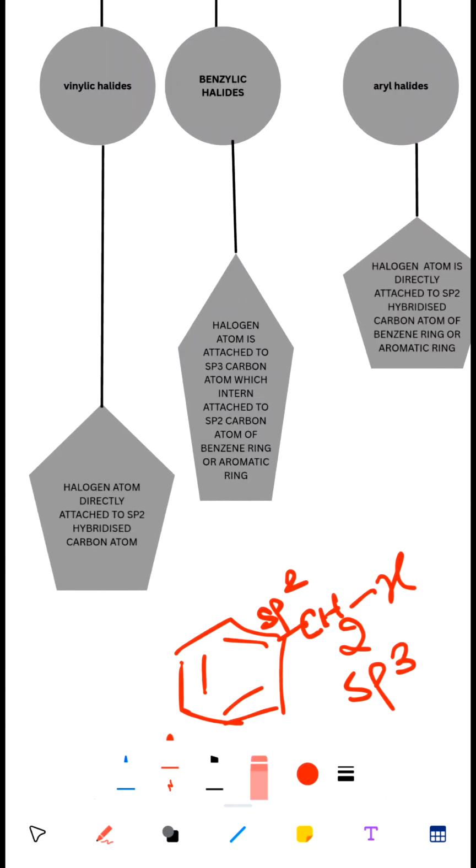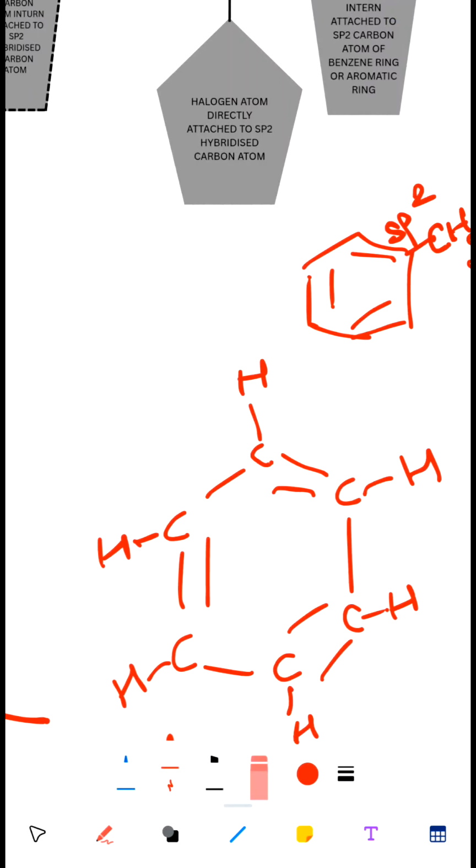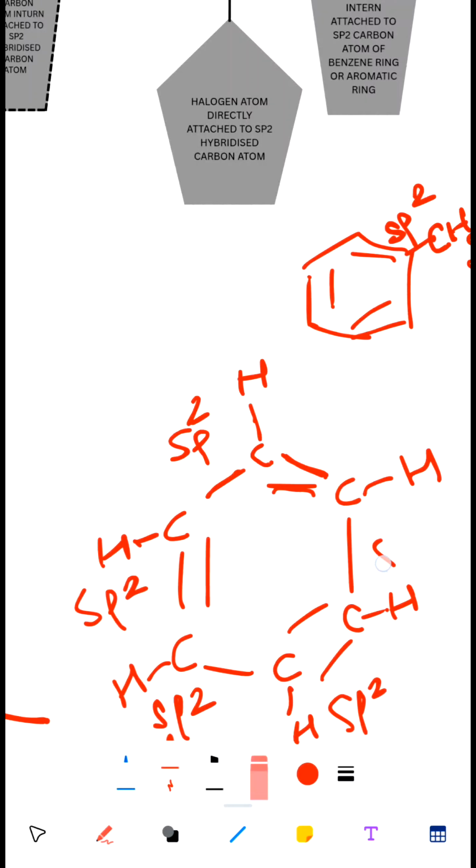Let me show you the structure of it. This is actually the open structure of the benzene ring. Can you see all the carbon atoms have been attached to one double bond? 1, 2, 3, 4, tetravalency is satisfied and one double bond has been attached. Therefore, all the carbon atoms present in your benzene ring are sp2 hybridized carbon atoms. Remember this, very important.